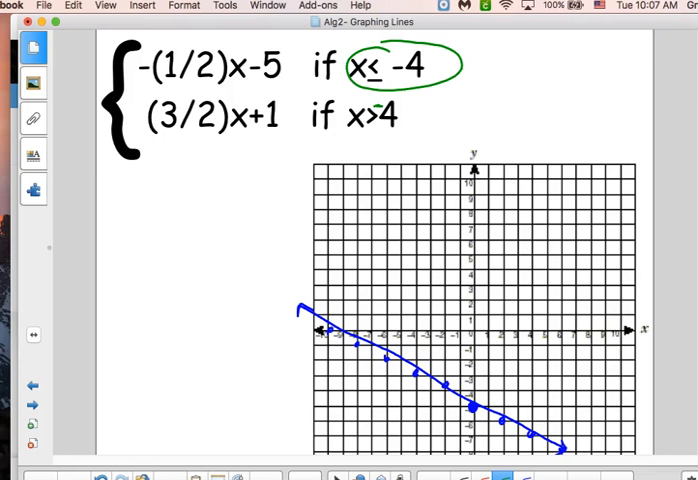Figure out where it's getting cut off at. So what number is that one getting cut off at? -4. So you go to where x is -4 and then go down to your graph, put a circle. I like putting big circles just because then it's easy for me to tell, like, yeah, that's where it is. Is it open or closed? Closed. It's or equal to.